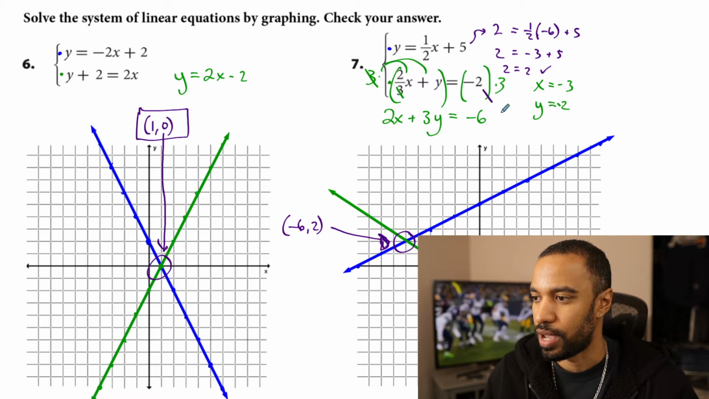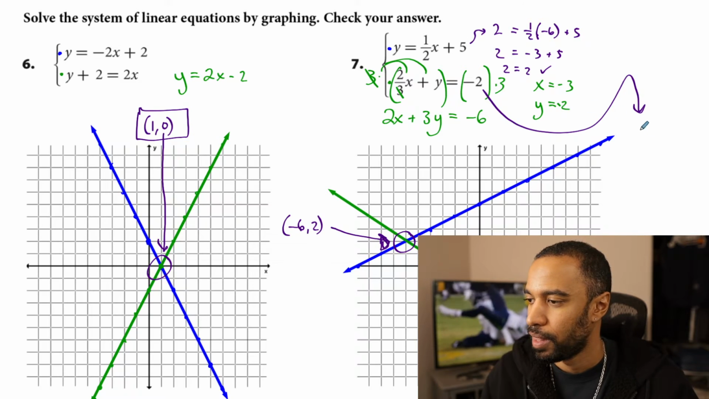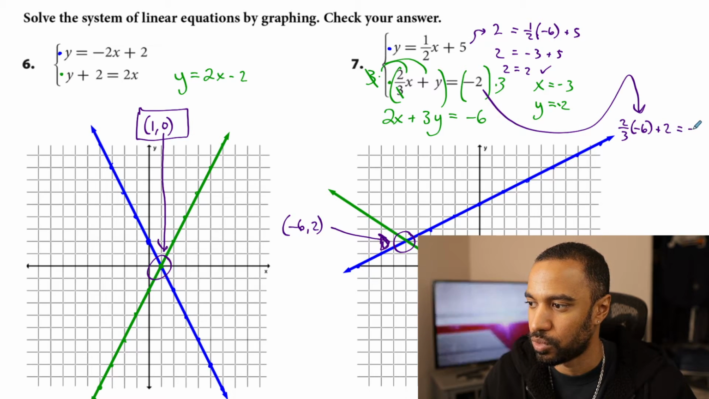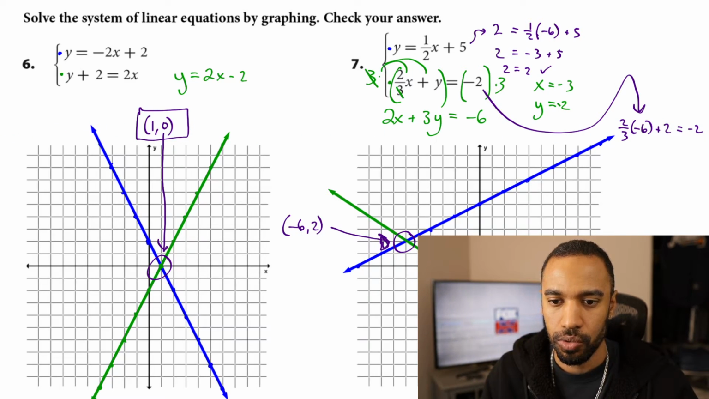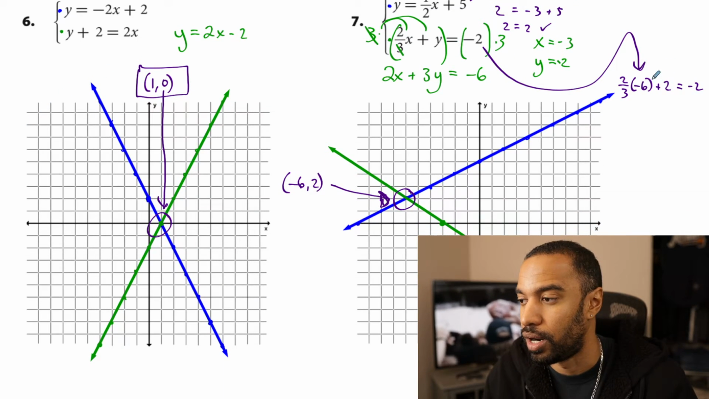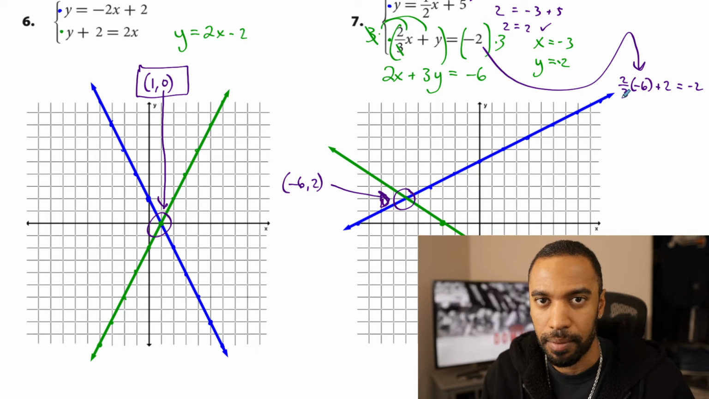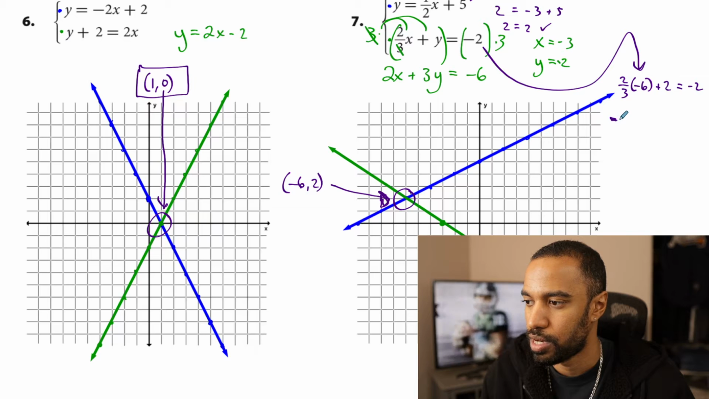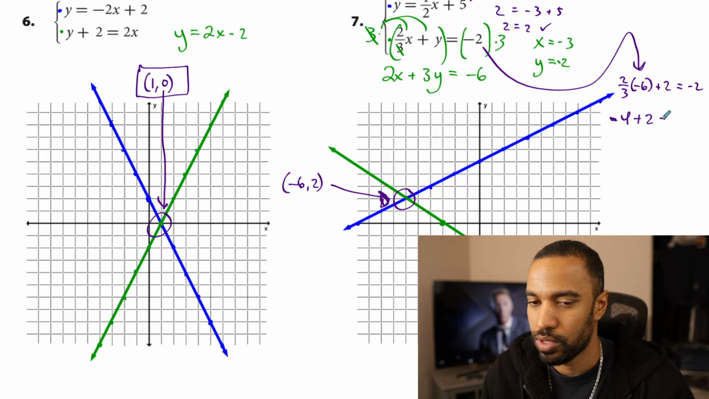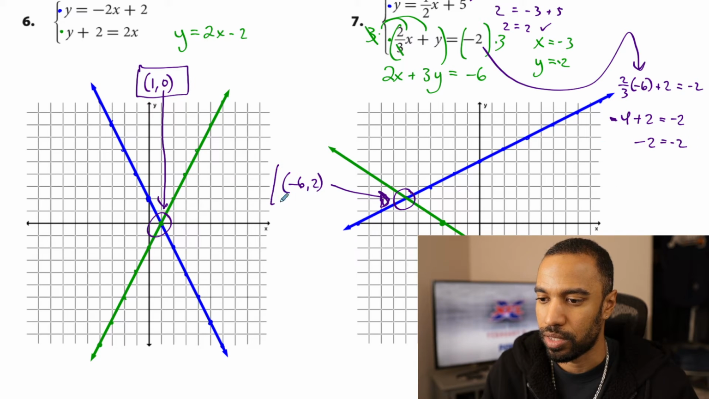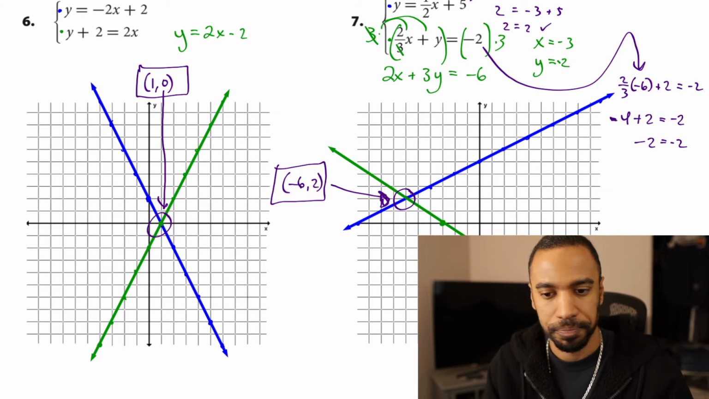All right, the second equation, give me some room over here. I'm going to take 2/3 this time of -6, plus 2 equals -2. Let's check it out. 2/3 of -6 is -4. 2/3 of 6 is 4. 2 times 6 is 12, divided by 3 is 4. So this is -4 right here. Whoops, -4 plus 2 equals -2. You betcha. -2 equals -2. That one checks out. So this is the correct answer there for number 7.